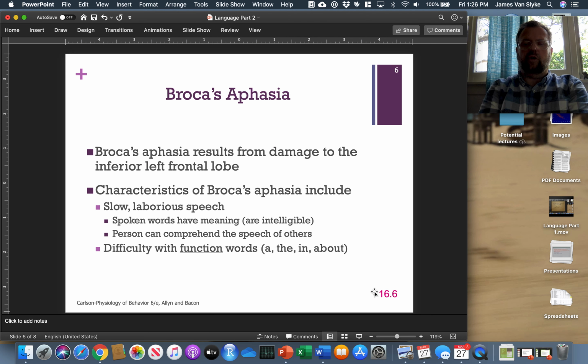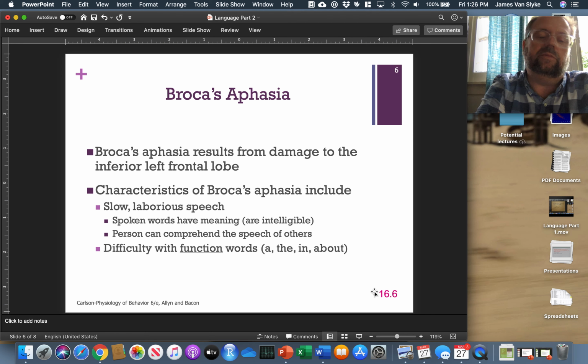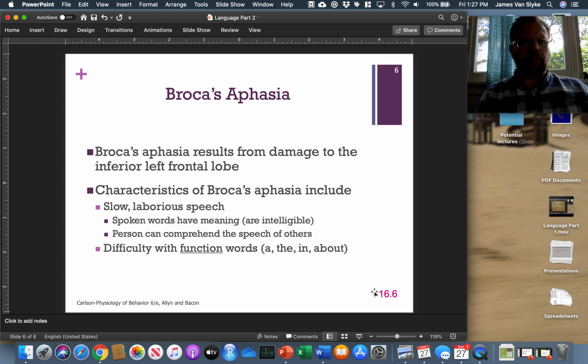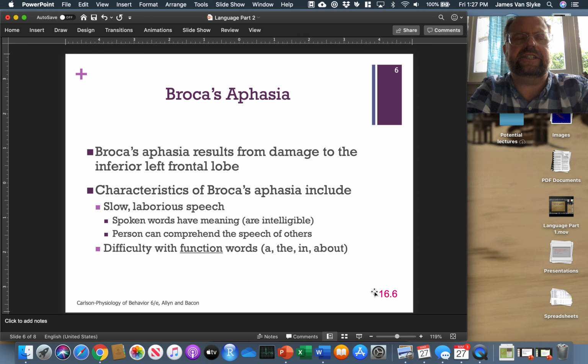So we'll start off with Broca's aphasia. Broca's aphasia results from damage to the inferior left frontal lobe, which is what we saw earlier. Some characteristics of Broca's aphasia include slow, laborious speech, meaning people have to work very hard to actually say those particular things. Spoken words have meaning. They are intelligible. Persons can comprehend the speech of others.